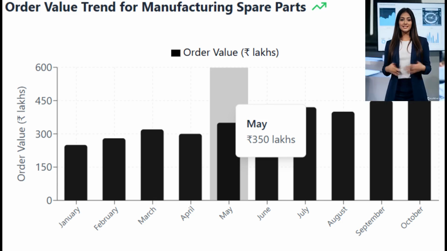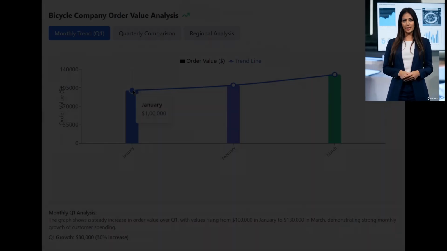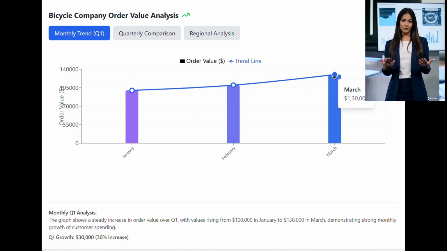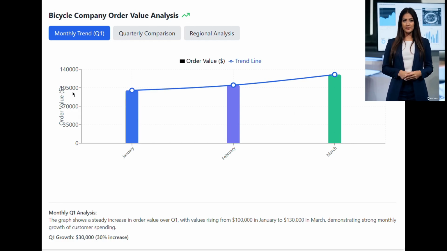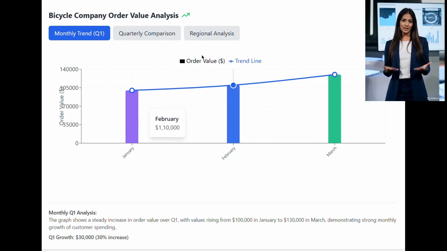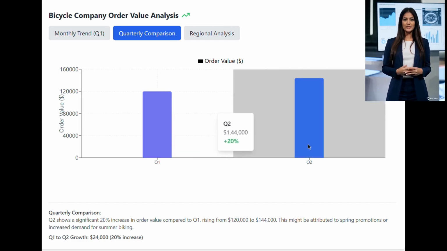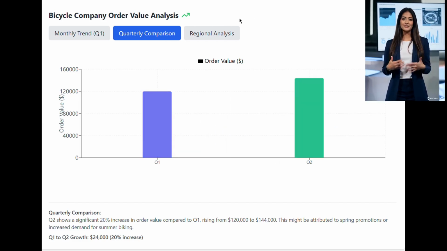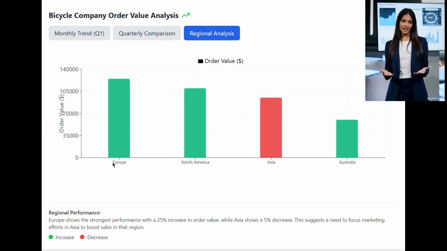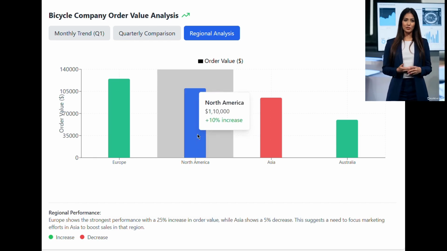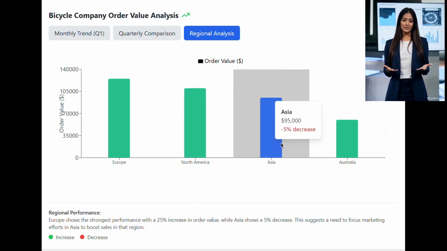your efforts. Detailed example for clarity: to illustrate, let's revisit our bicycle company. Suppose in January, the total order value is $100,000, in February $110,000, and in March $130,000, showing an upward trend. Plotting this on a bar chart, the bar height climbs upward, suggesting growing customer spending. If in Q2 there's a 20% increase, for example from $120,000 in Q1 to $144,000 in Q2, we might investigate why, perhaps a spring promotion or increased demand for summer biking.